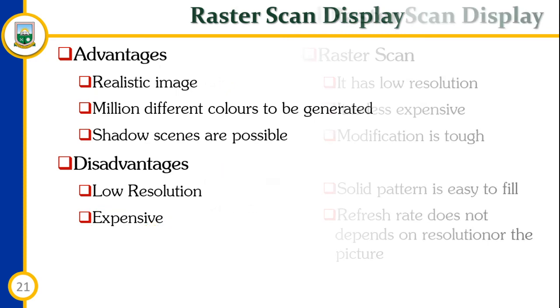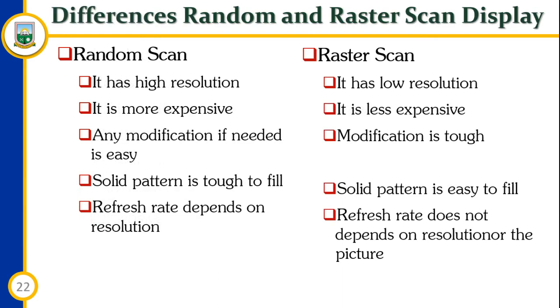So the differences between the random scan and the raster scan have been outlined here. The random scan has high resolution, whereas the raster scan has low resolution. The random scan is quite expensive as compared to the raster scan. If any sort of modification is needed, it is easy with the random scan because it's a line segment. But it's quite tough with the raster scan, because everything is converted into a form of pixels.